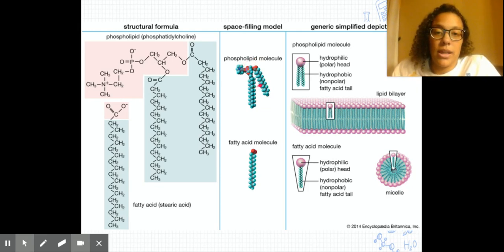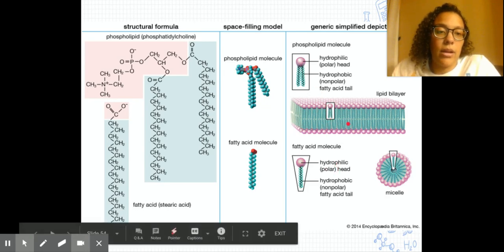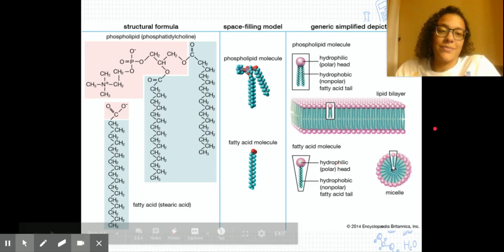This is just generally the 3D model of it. And again, this is a look at it. So the head has a phosphate and is polar. The tails are hydrophobic or non-polar there. And we can see the bilayer all linked together.